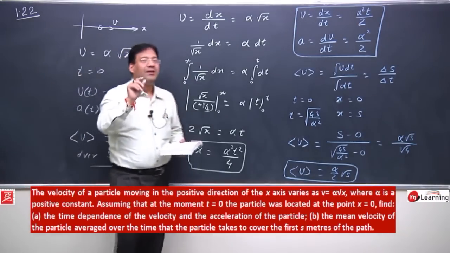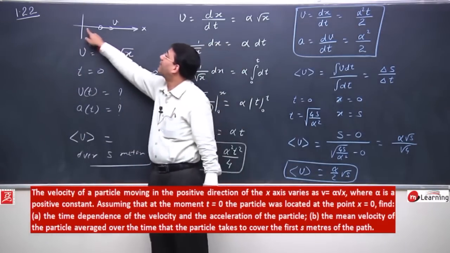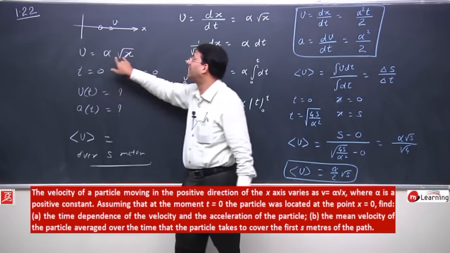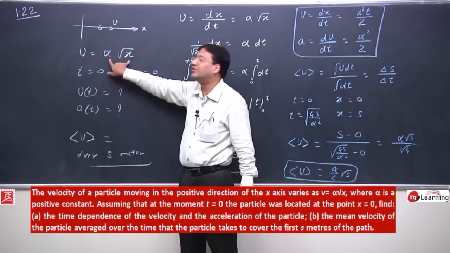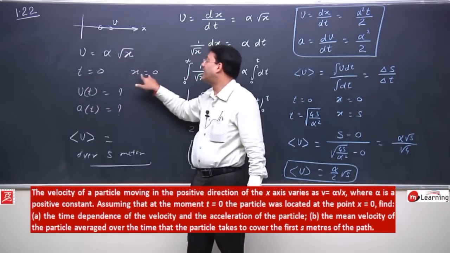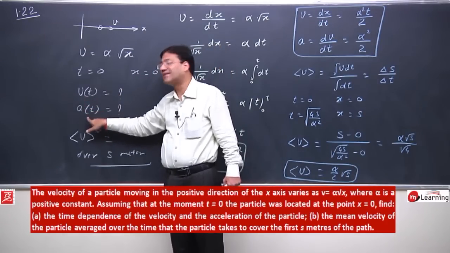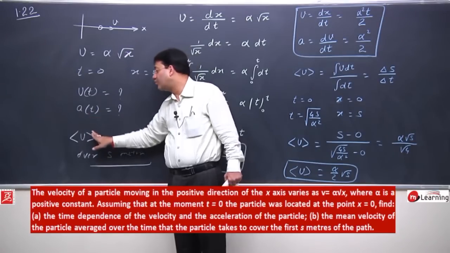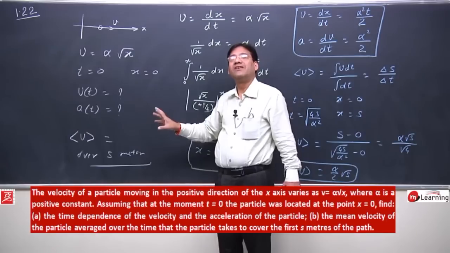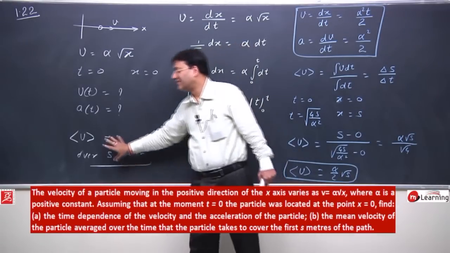Once again मैं तेजी से प्रॉब्लम कंडीशन और उसके आंसर को तेजी से समझा देता हूं. A particle moving along the x-axis where the velocity of the particle varies with x according to this function. Initially at t equal to 0 the particle is at 0. What is velocity as a function of time? What is acceleration as a function of time? And what is the mean velocity averaged over the first s meters of its travel? This is the problem.